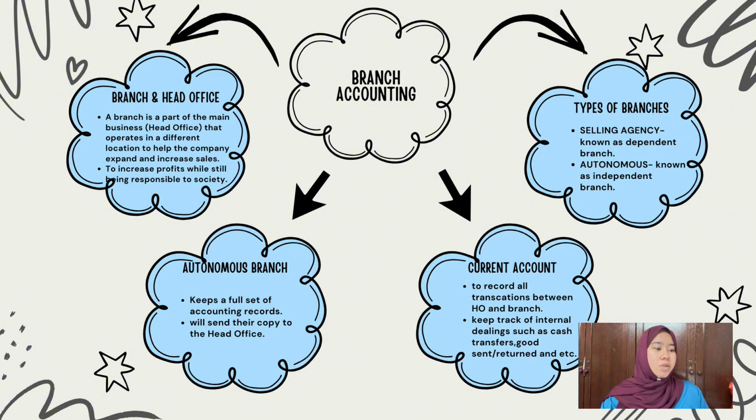And next, we have types of branches. We have two types of branches, which are the selling agency branch and the autonomous branch. So what is a selling agency branch? It is known as a dependent branch, while the autonomous branch is known as an independent branch. The autonomous branch keeps a full set of accounting records, and a copy of the records will be sent to the head office.